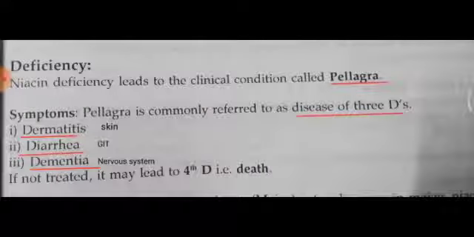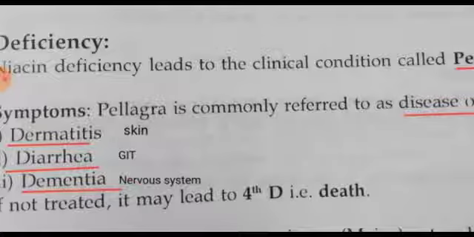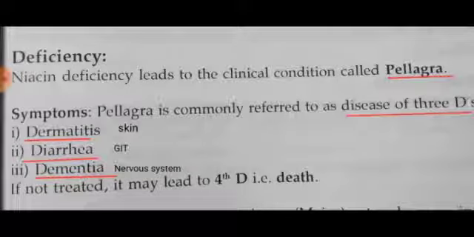related metabolisms. The deficiency of niacin: if you don't take niacin in normal quantity, it will cause a deficiency, and the condition is called pellagra. Pellagra is commonly referred to as 3D disease, because you can come across three deficiency symptoms, which start with the letter D: dermatitis, that is related to skin, derma means skin; gastrointestinal tract related, that is diarrhea; and nervous system related symptoms, that is dementia, loss of memory. Diarrhea, and also skin related dermatitis. Since all three symptoms start with D, it is called 3D disease.